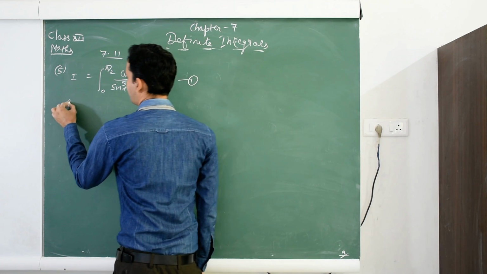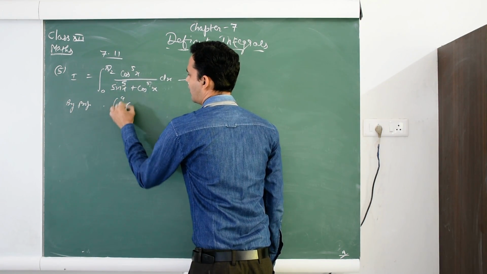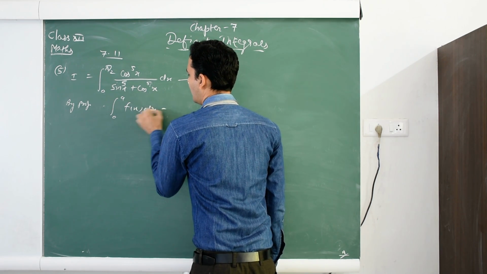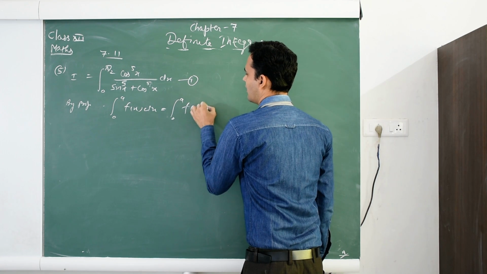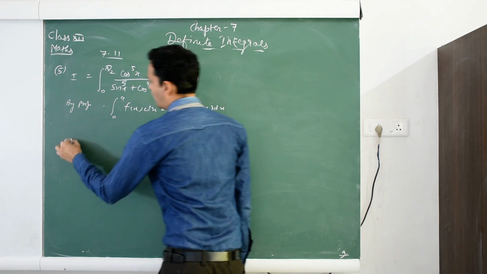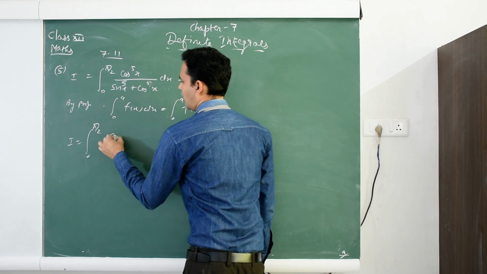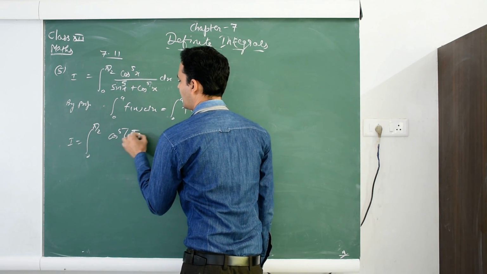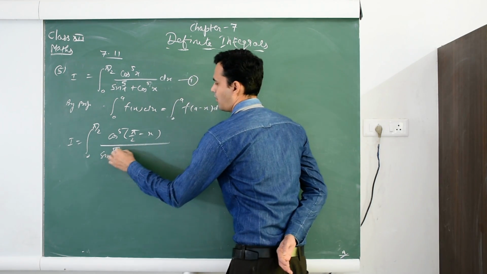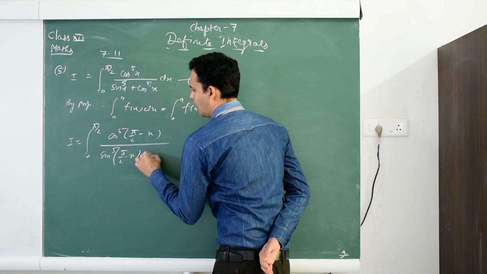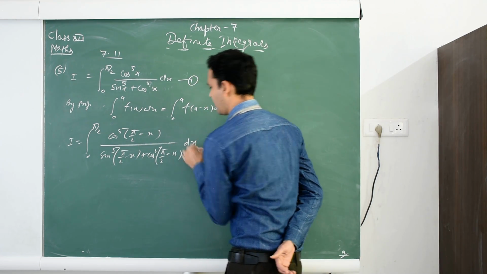Same property, 0 to a fx dx equals to 0 to a f a minus x dx. So it is 0 to pi by 2 cos to the power 5 of pi by 2 minus x upon sine to the power 5 of pi by 2 minus x plus cos to the power 5 of pi by 2 minus x dx.